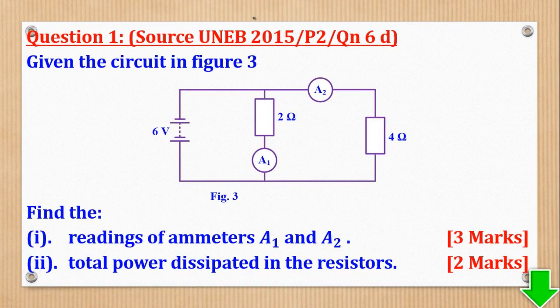Question 1 came from UNEB 2015 paper 2, question 6D. It says, given the circuit in figure 3, find (i) the readings of the ammeters A1 and A2, and (ii) the total power dissipated in the resistors. So this current, when it flows up to this junction, it divides. One goes this side, another one goes this side, until it joins here to go back to the source.